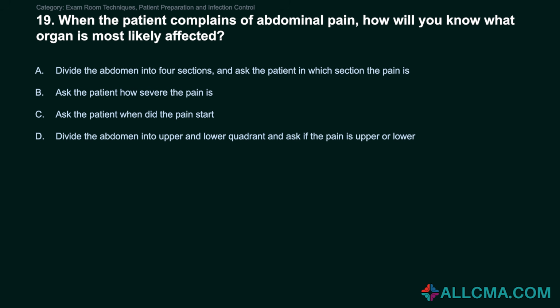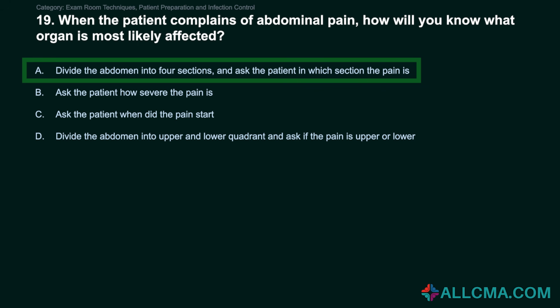19. When the patient complains of abdominal pain, how will you know what organ is most likely affected? A. Divide the abdomen into 4 sections, and ask the patient in which section the pain is. B. Ask the patient how severe the pain is. C. Ask the patient when the pain started. D. Divide the abdomen into upper and lower quadrant and ask if the pain is upper or lower. Correct answer: A.